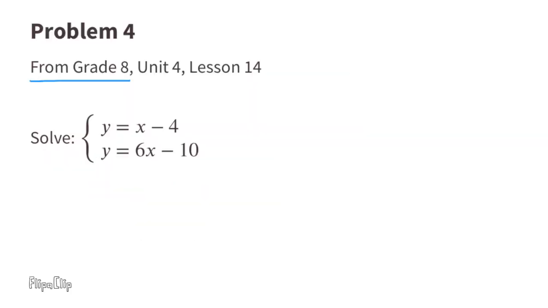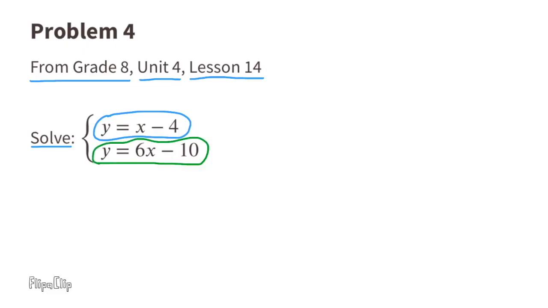Problem number 4 from 8th grade, Unit 4, Lesson 14. Solve y equals x minus 4 and y equals 6x minus 10. We can use this first equation, y equals x minus 4. So let's plug that into this second equation. Where it says y equals 6x minus 10, substitute the y with an x minus 4.